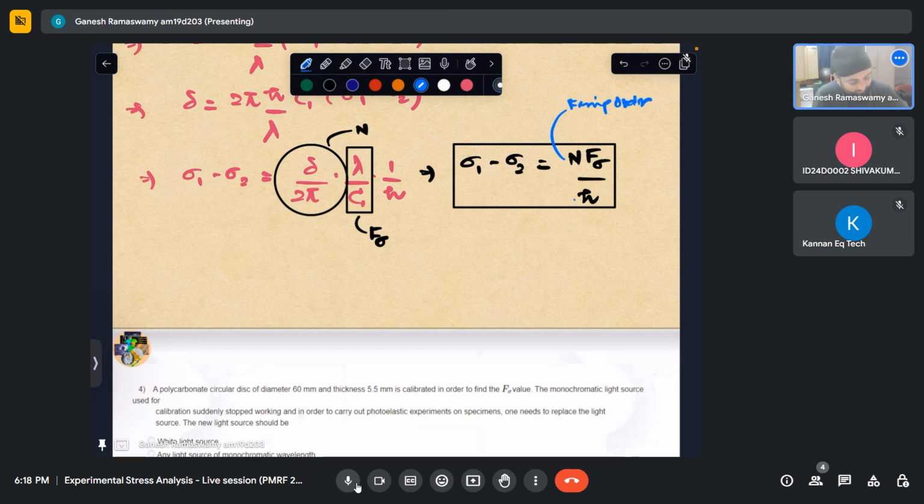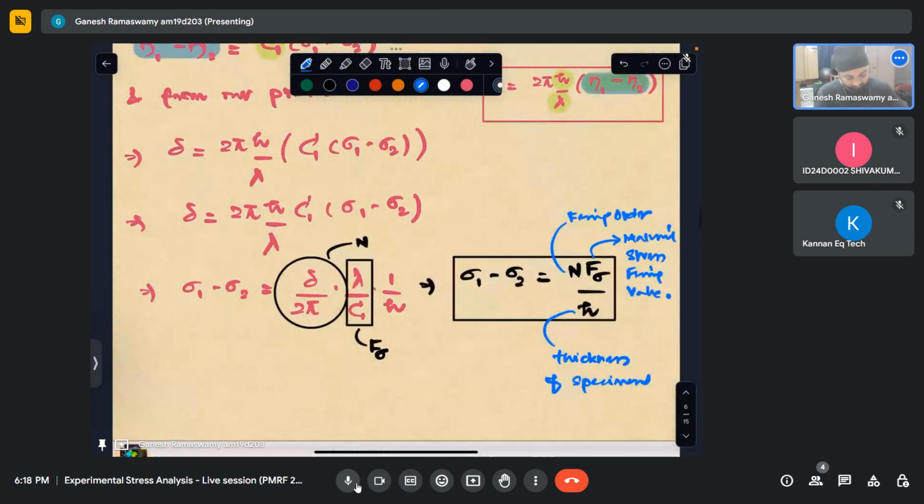This is the thickness of specimen or plate or something. And this is the material stress fringe value constant, however we call it. So from here, it is clear that F sigma is this quantity, lambda by C.